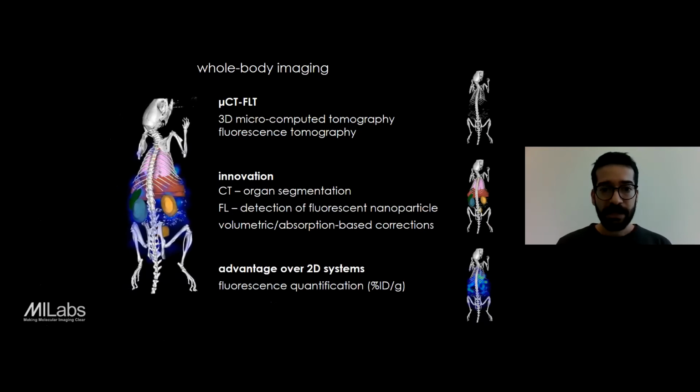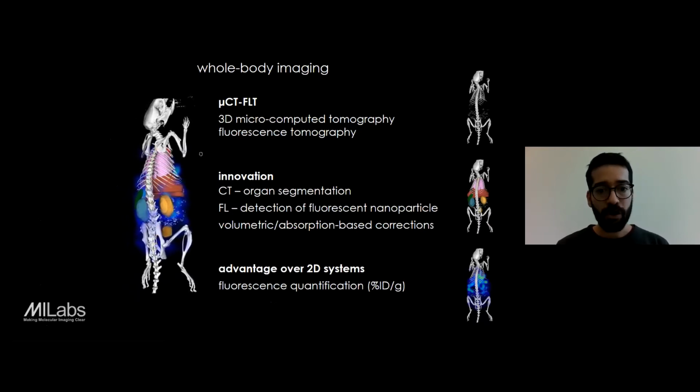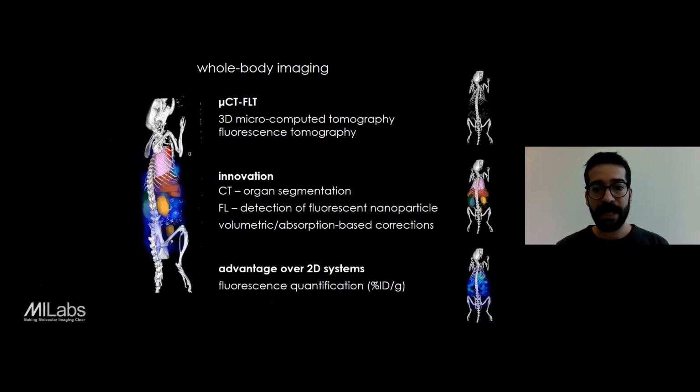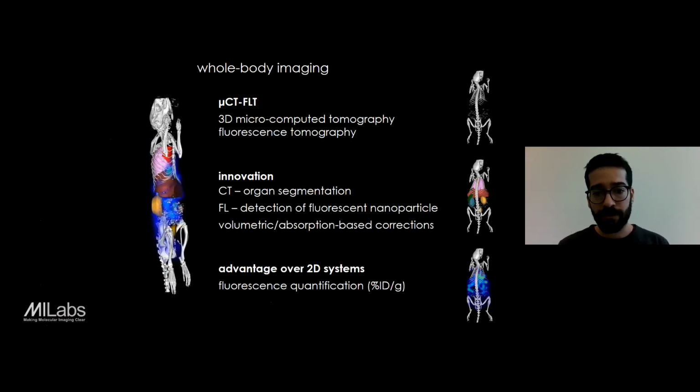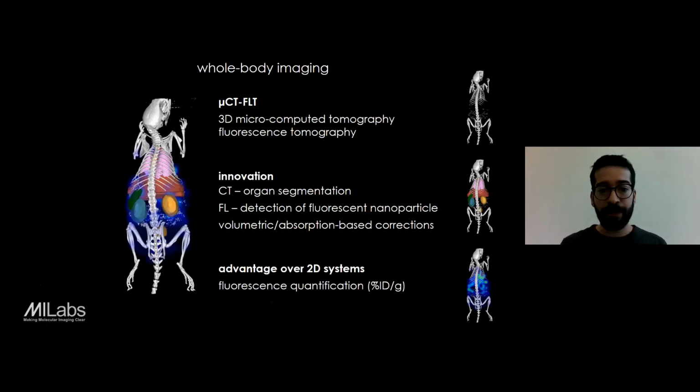For whole body imaging, we used an organism level scanner developed by MILabs, which is a combination of micro-computed tomography together with fluorescence tomography. The innovation of this system is that we can have a 3D visualization of the entire mouse by using CT, and based on that, we can have organ segmentation. Then, combining it with fluorescent detection, we can identify where the nanoparticles are located. By applying volumetric and absorption corrections for each individual organ, we have a very significant advantage over traditional two-dimensional optical imaging systems, allowing for quantification of fluorescence.